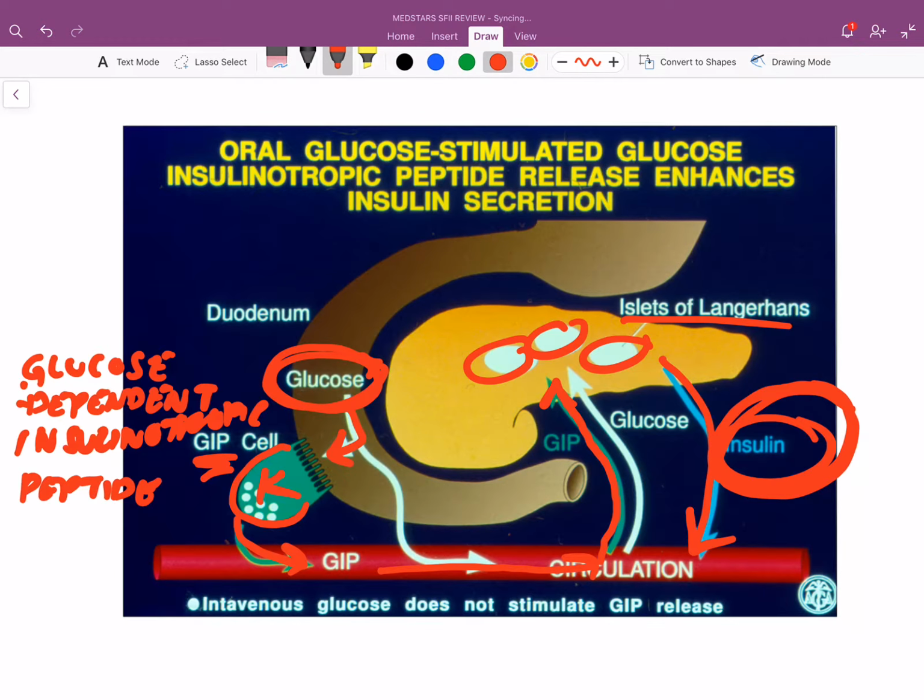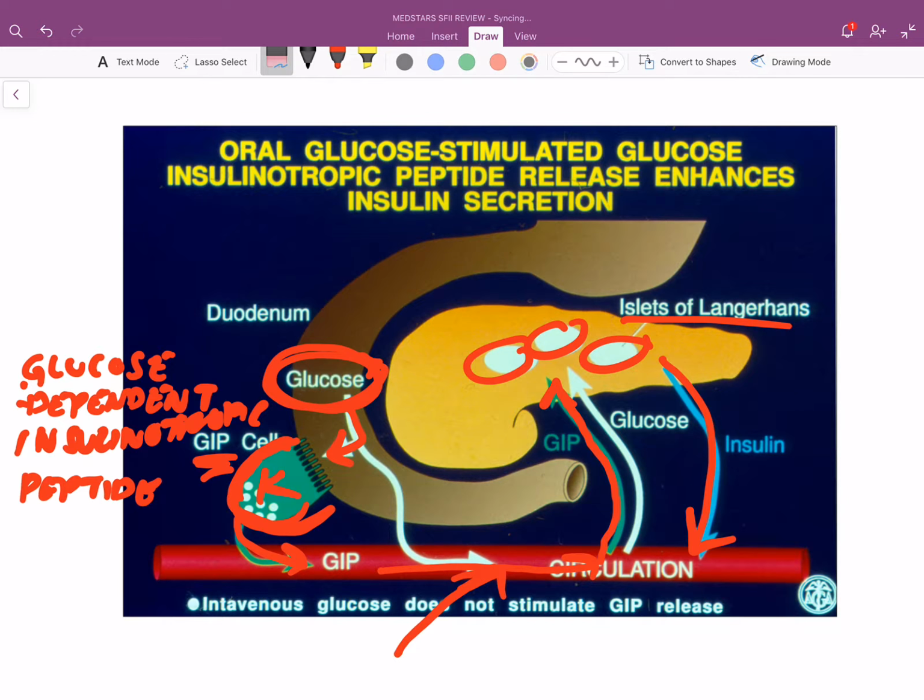If you give someone IV glucose, that means the glucose bypasses these K cells, right? If you give glucose straight into the bloodstream, then you're going to skip the step where the glucose activates these K cells, these GIP cells. So you're not going to have such a great influence on insulin secretion. So that's why we always give people oral glucose, because oral glucose is the only time you stimulate the K cells, which secrete GIP, which then makes these islets of Langerhans cells dump out a huge amount of insulin.